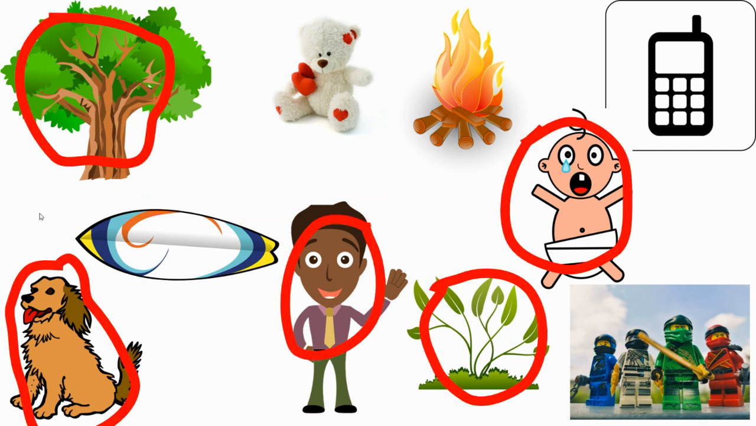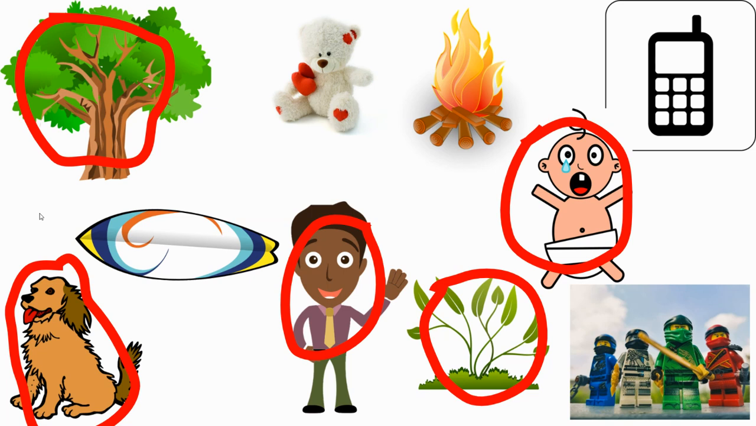Well, let's see. If you said the tree, ding, ding, ding, the tree is a living thing. If you said the very cute dog, ding, ding, ding, dogs are living things. Now, if you said, why isn't the stuffy a living thing? Because it's a stuffed animal, a representation of a bear.